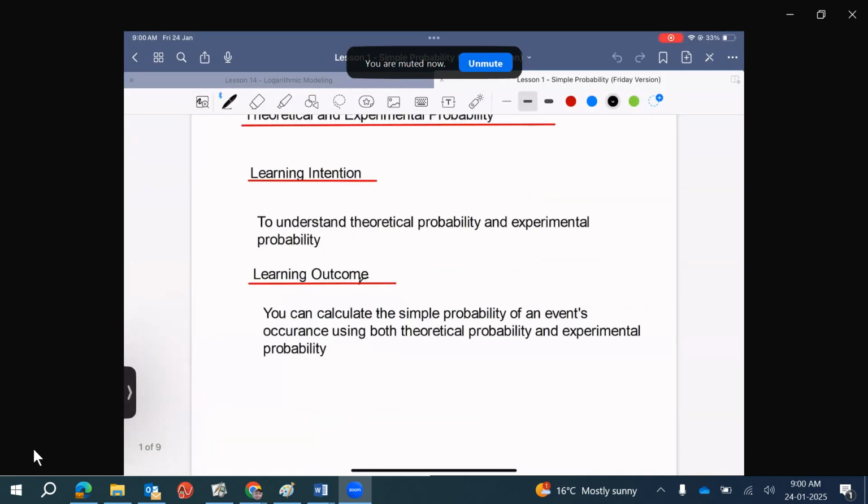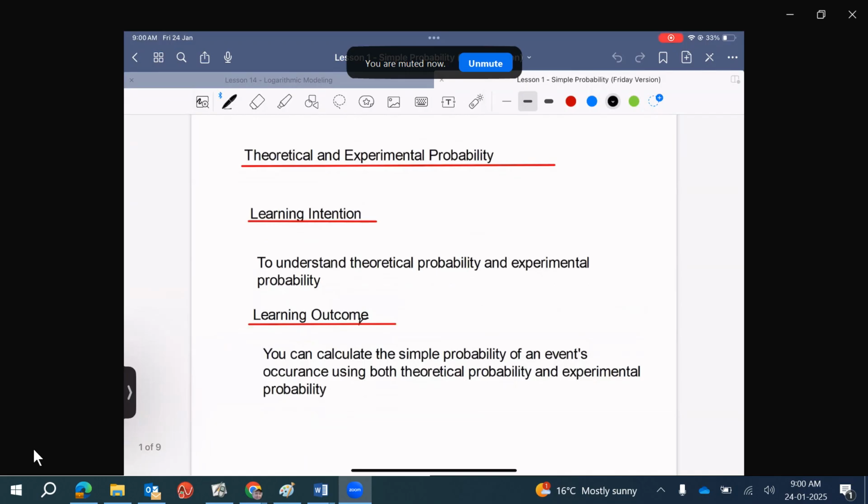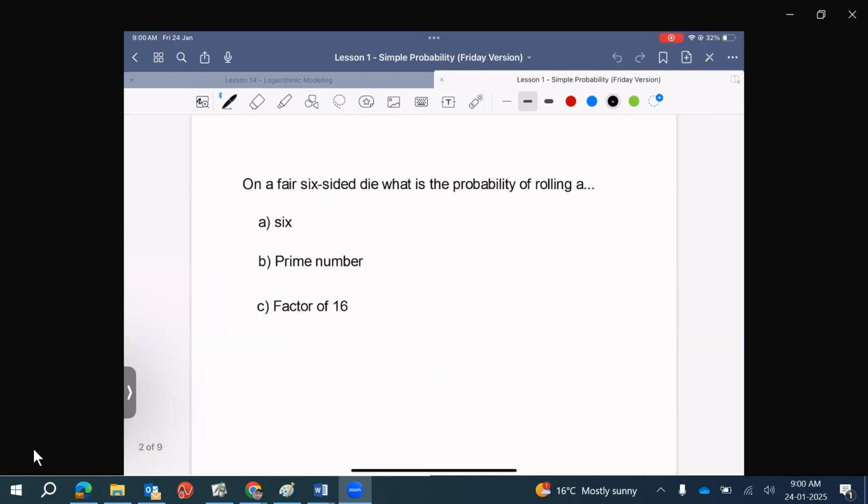So today we're going to start our new unit. We are working with probability in this unit. We'll do this unit in two halves. The first half is simple probability. Second half will be probability distributions. We need to understand theoretical and experimental probability a little bit today.